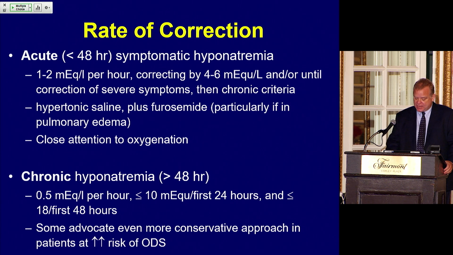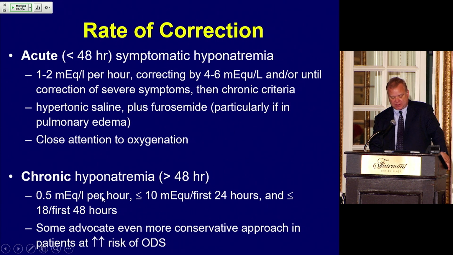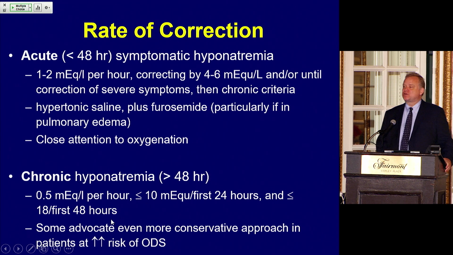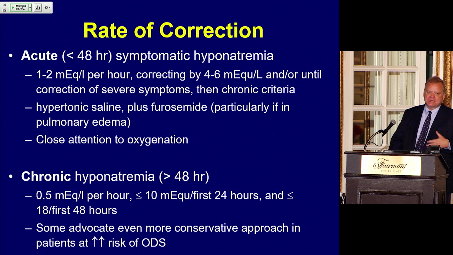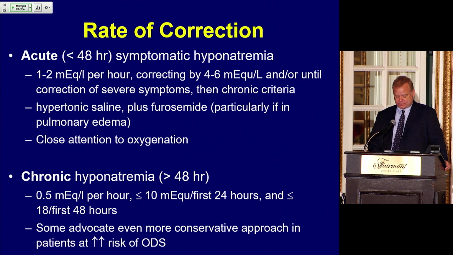In terms of chronic hyponatremia, the classic recommendation is 0.5 milliequivalents per hour, less than 10 in 24, and less than 18 in the first 48 hours. If you look at UpToDate, though, Rick Sterns and many other people advocate a much more conservative correction, particularly in patients that we think are at risk for osmotic demyelination.